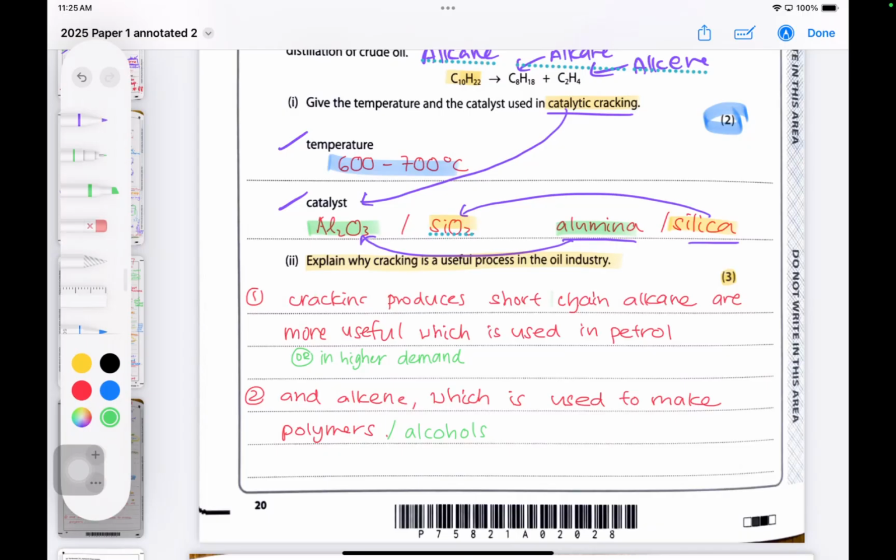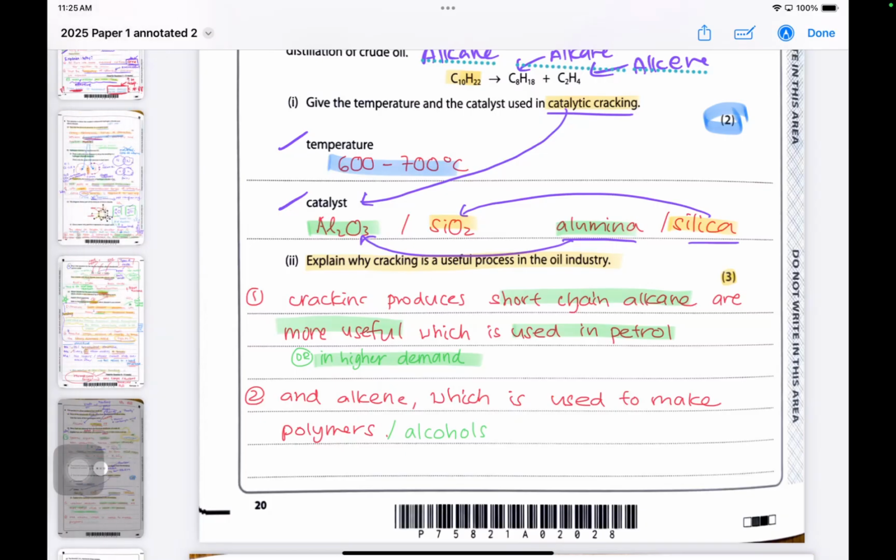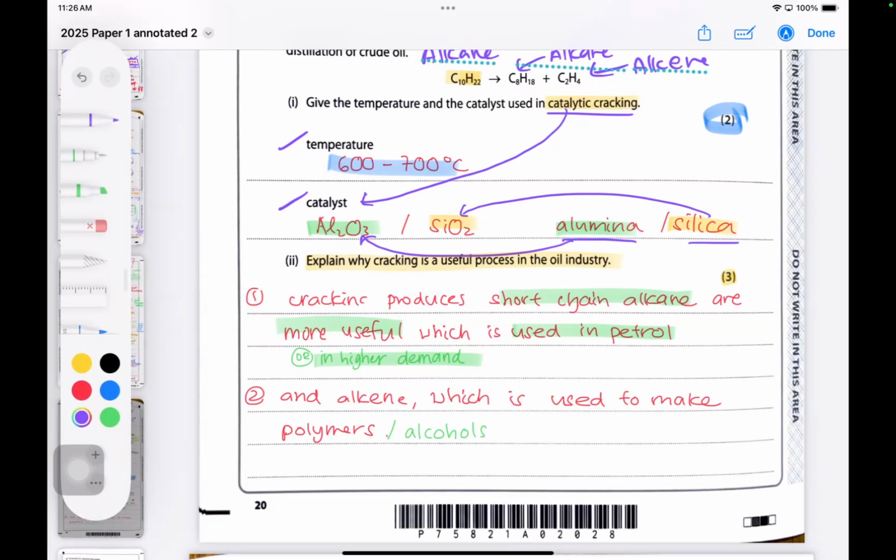Cracking produces short chain alkanes and they are more useful. Instead of using more useful, you can also say that they are in higher demand, because they can be used as petrol. The reason why they are more useful or in higher demand is because these shorter chain alkanes are more flammable.